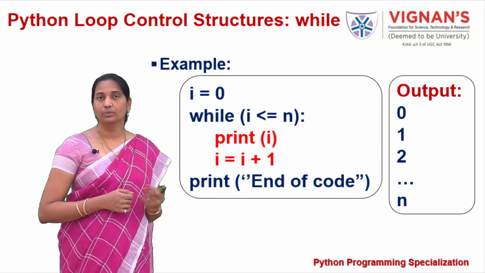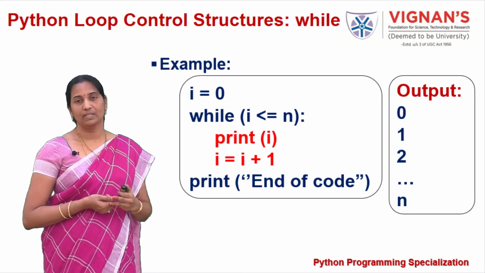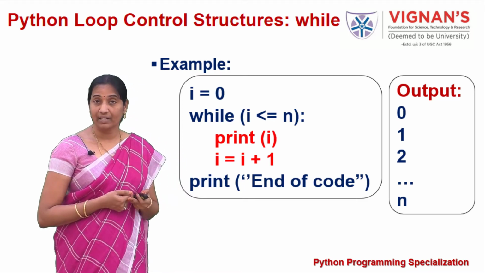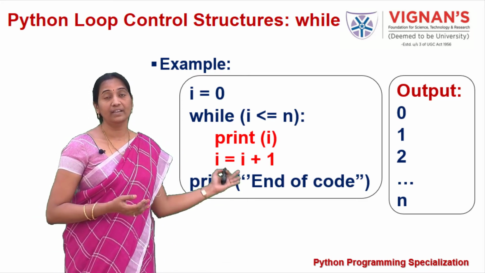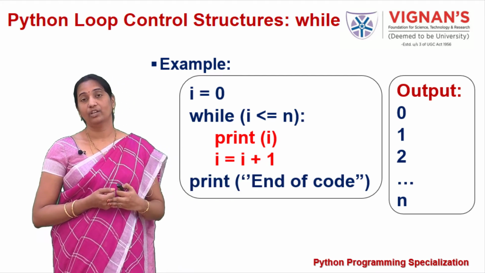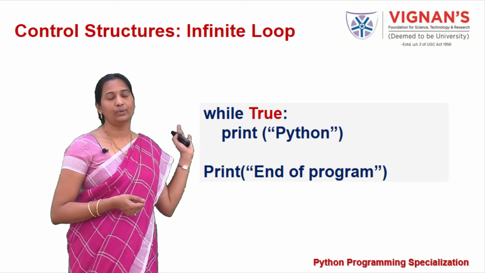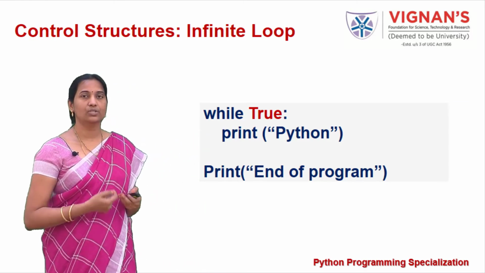When n value is printed, in that case I will be incremented to I plus 1, so I becomes n plus 1. So n plus 1 is less than or equal to n is false, and then you are coming out of the loop, and then your final print statement end of the code will be displayed. So that's how you can use the while loop to repeat certain statements as long as the condition is true.